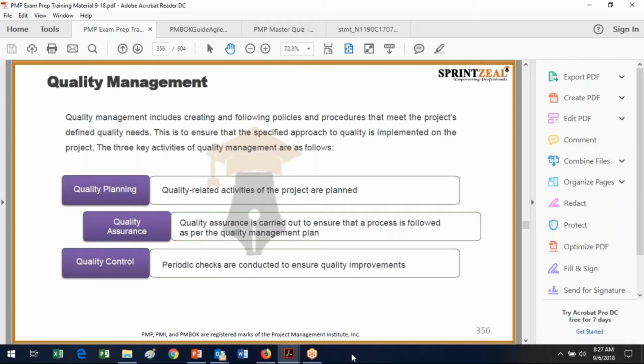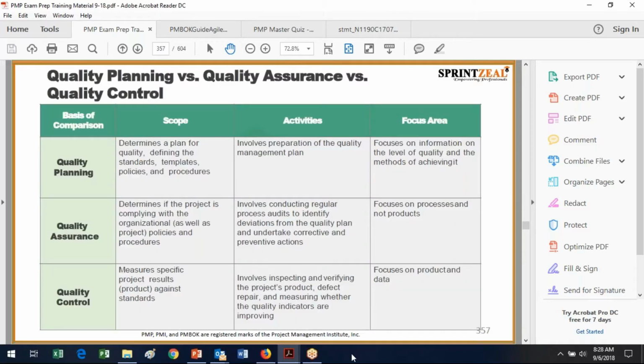And as likely in your change management process, if you institute a change with a desired effect and it doesn't have that effect, you don't want to do it. So let's look at quality planning and quality assurance and quality control in kind of a matrix form.